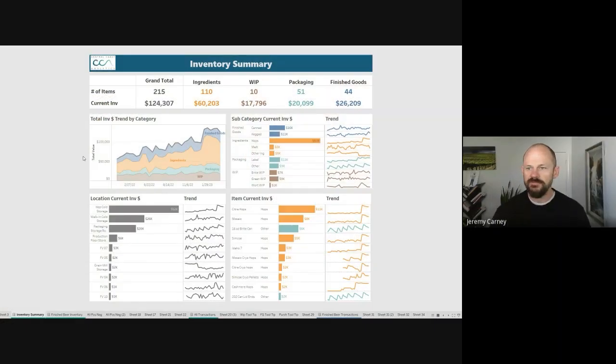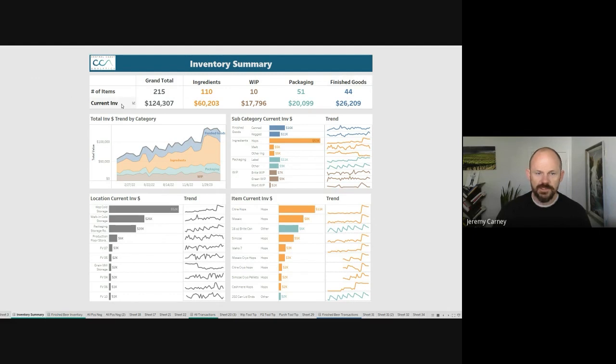Okay, so here's our inventory dashboard. This is the summary dashboard. We'll look at a few others also in following videos. So let me get you oriented with what you're looking at. First off, we have just some totals. What we've done is we've categorized each of your individual items into these categories. We have ingredients, we have WIP, we have packaging, and we have finished goods or finished beer.